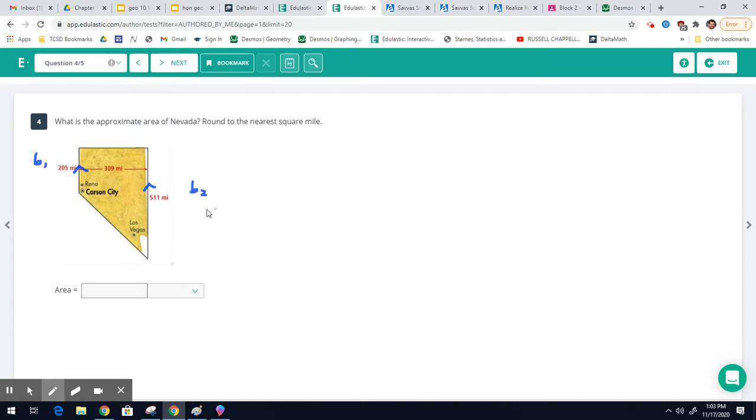Let's call 511 base 2. And then it looks like 309 is representing the height. Pretty darn perpendicular. So there's your height of 309. So to find the area, we're going to use the formula 1/2 times the height times base 1 plus base 2. I'm going to take a picture of that and show you how to type that into your graphing calculator.